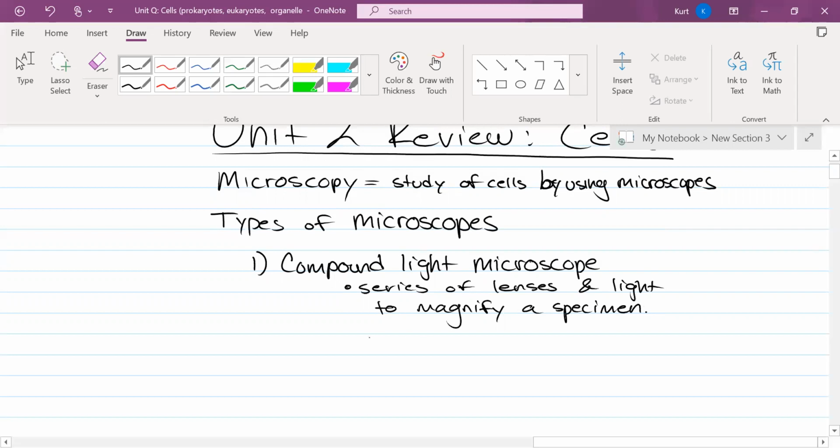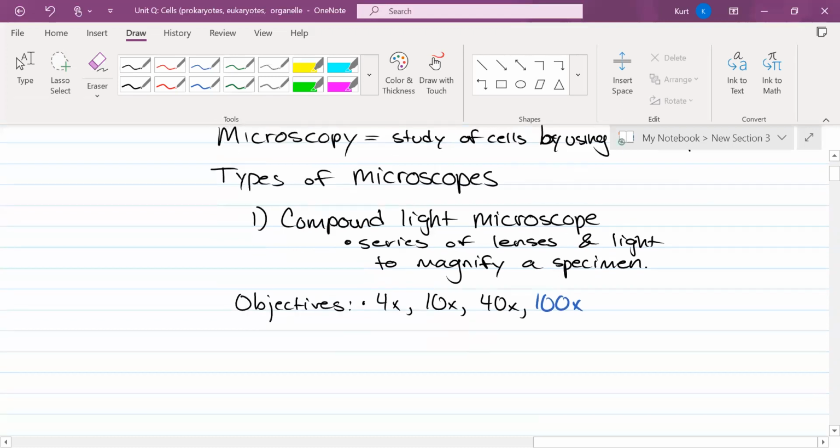And when you're using a compound light microscope, you have the 4 times objective, the 10 times objective, the 40 times objective. When you go to college, you'll have a fourth one called the 100 times objective. These objectives are just like the different strengths of magnification. So if I say 4 times, you're looking at something at 4 times normal magnification, 10 times normal magnification, and so on and so on. These are called objectives. These are the types of microscopes that we have here at school. Most high schools have plenty of compound light microscopes.